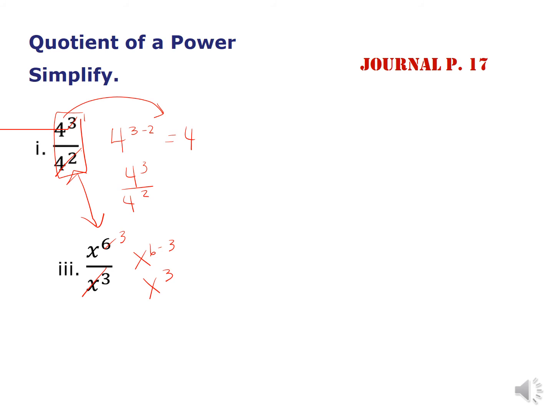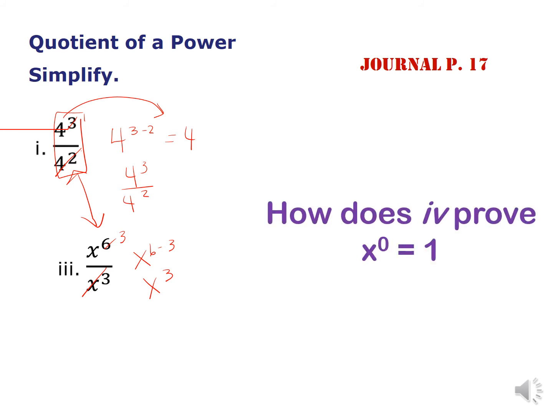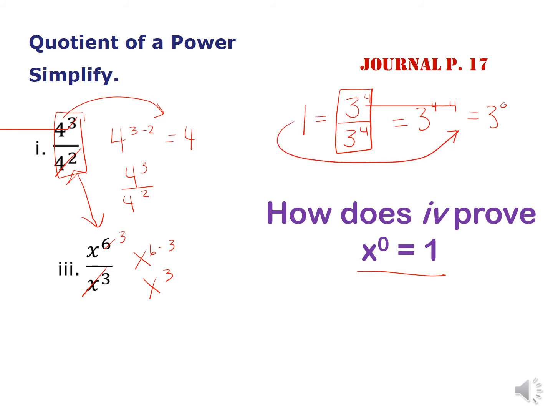Okay, now I've got a question for you. How does number 4, 3 to the 4th over 3 to the 4th, prove that x to the 0 equals 1? Well, if you look at this problem, that would be 3 to the 4 minus 4 equals 3 to the 0. Well, what does this equal? When we have one term over another term that is exactly the same, that is 1. So that proves that anything to the 0 power equals 1.